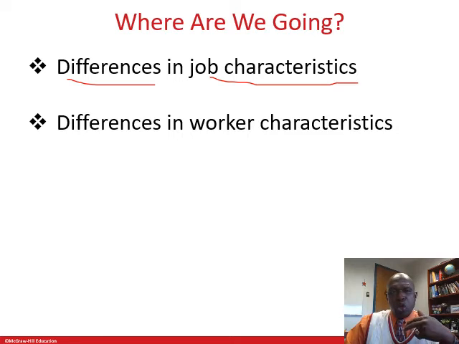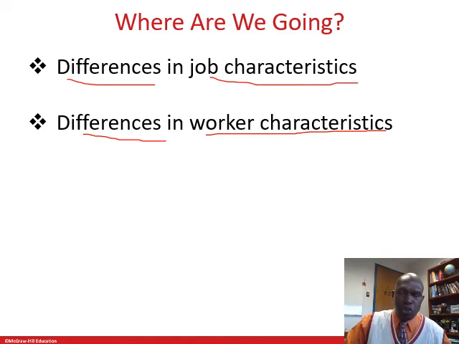The other aspect of the labor market talks about the differences in worker characteristics. The characteristics of each worker depend on their experience, the level of training or workshops, and also their education. Do they have a high school diploma or a college degree, for instance?